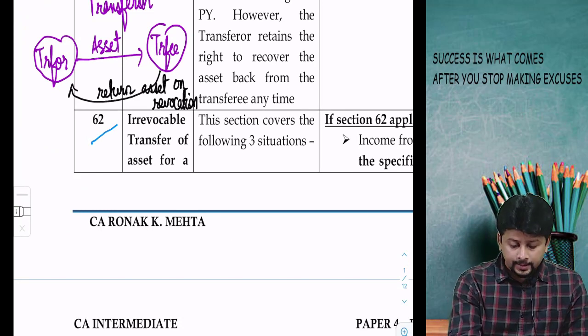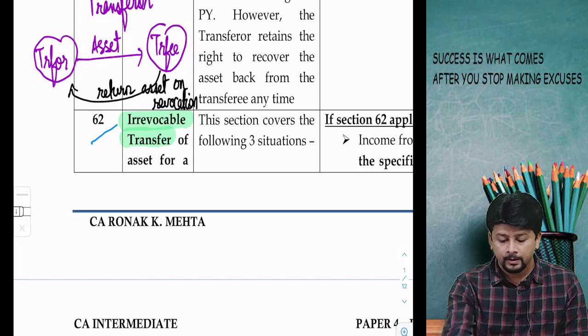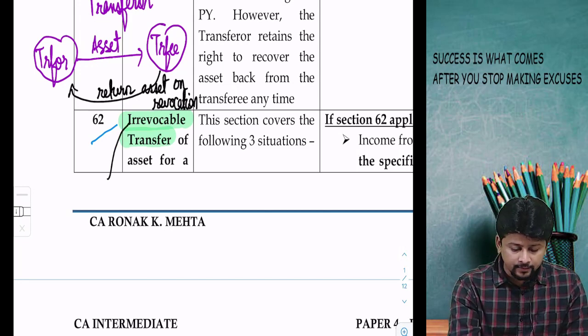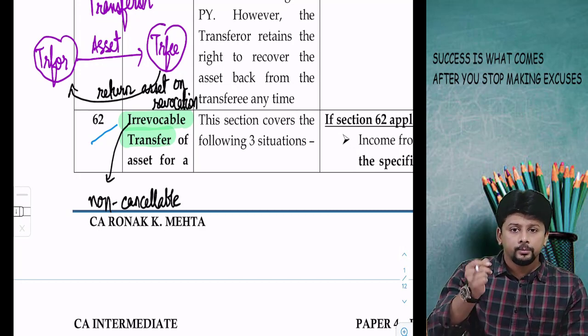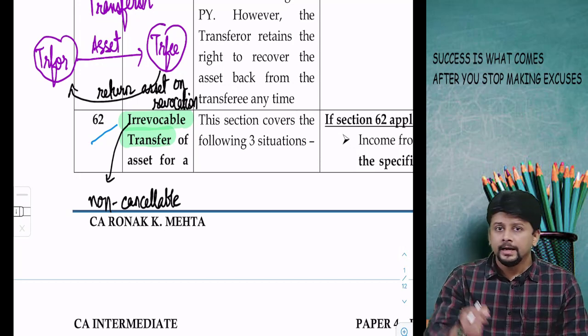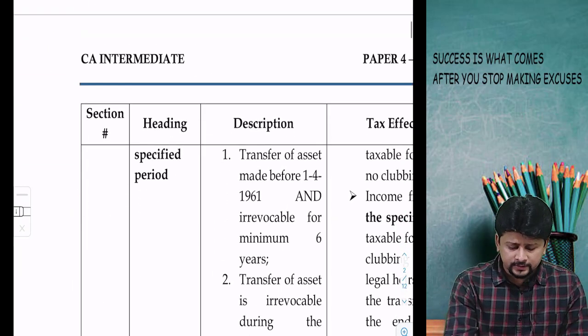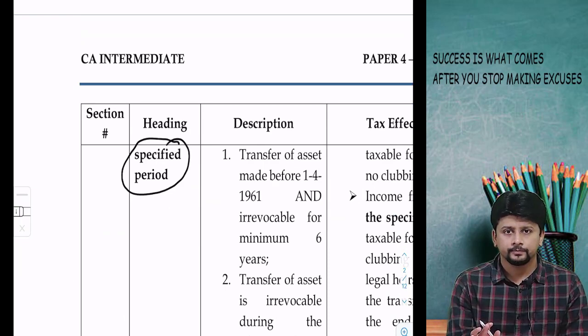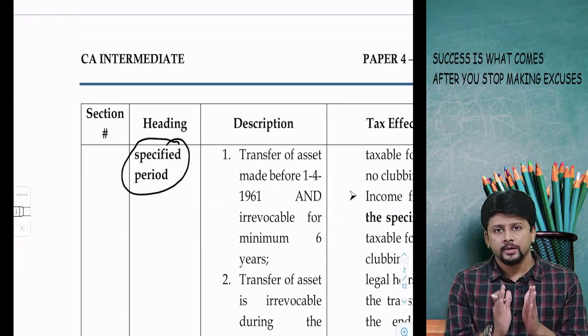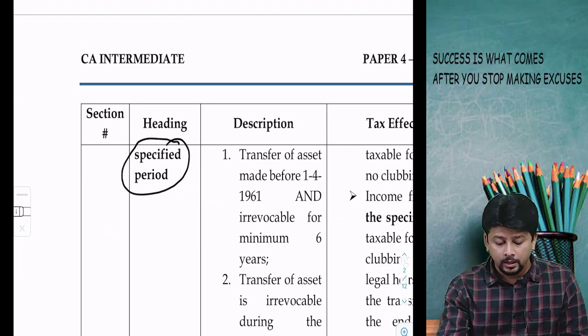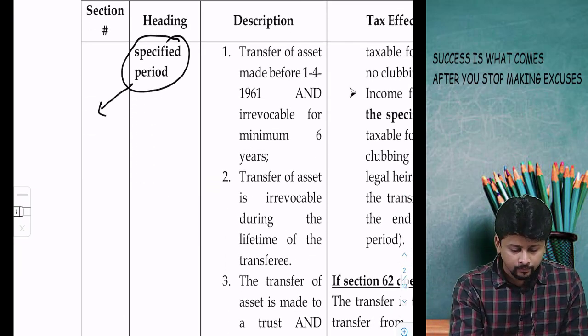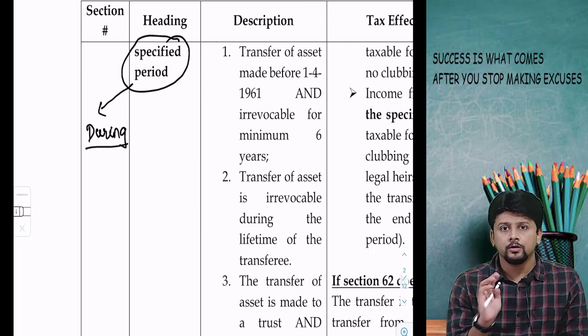Section 62. Now we are saying that there is an irrevocable transfer. Asset is transferred, but asset is transferred in an irrevocable manner, in a non-cancelable manner. But it is non-cancelable, it is irrevocable for a specified period only, for a fixed period, and that period is defined in the section, which means during this period the transfer cannot be cancelled.